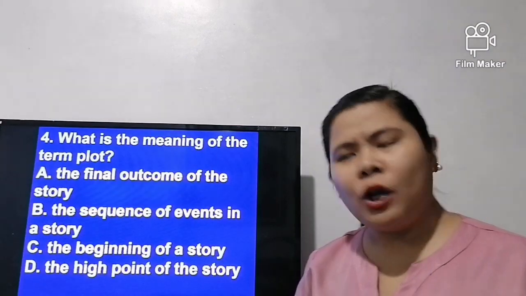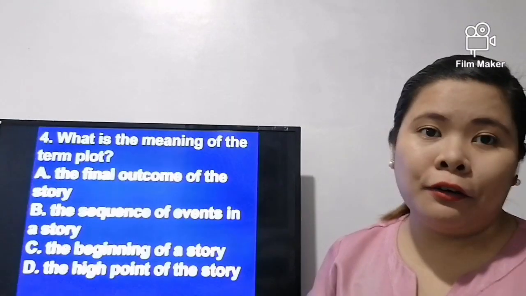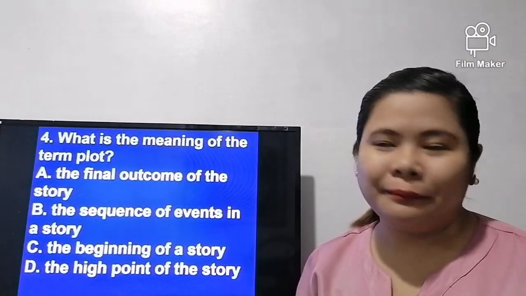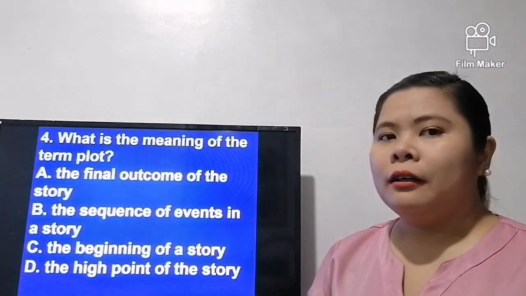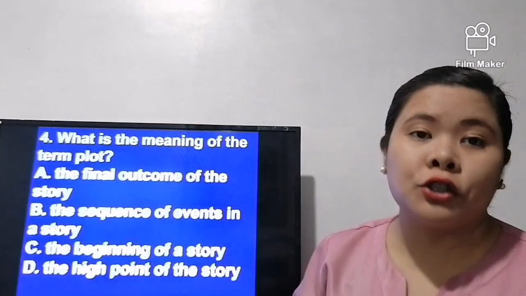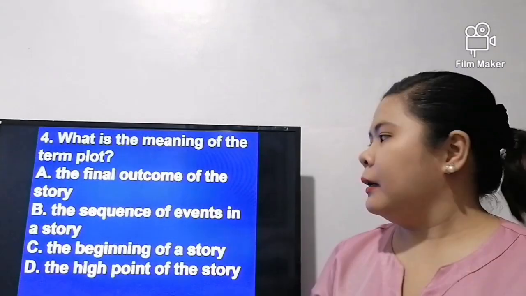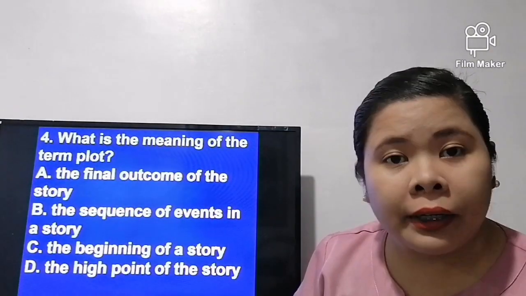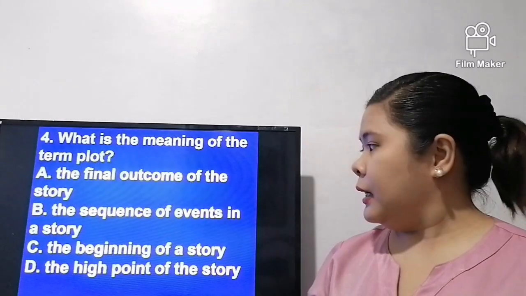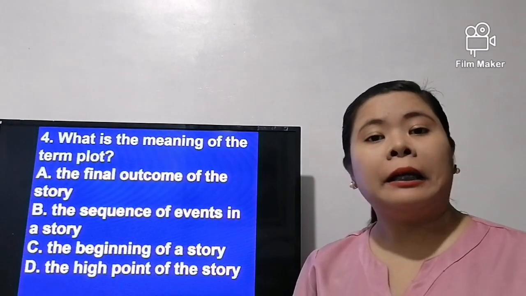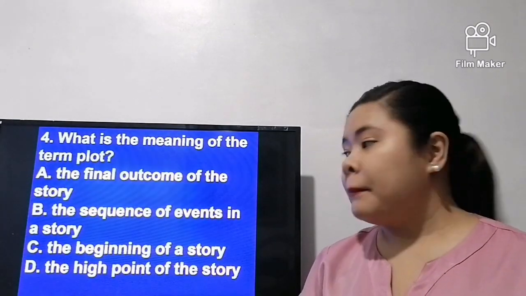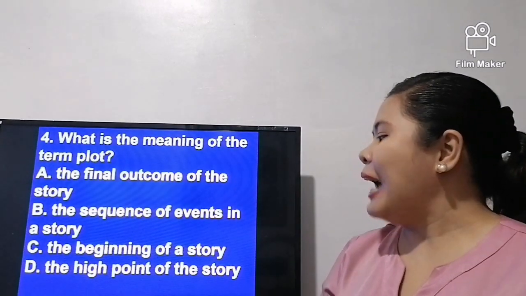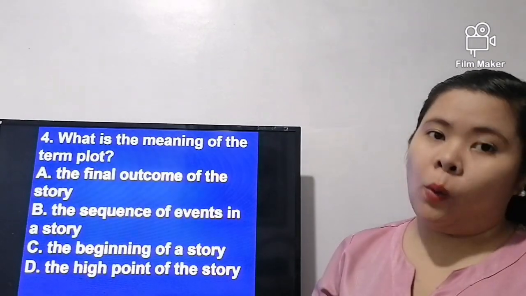How about this one? What is the meaning of the term plot? A, the final outcome of the story. B, the sequence of events in a story. Letter C, the beginning of a story. And letter D, the high point of the story.